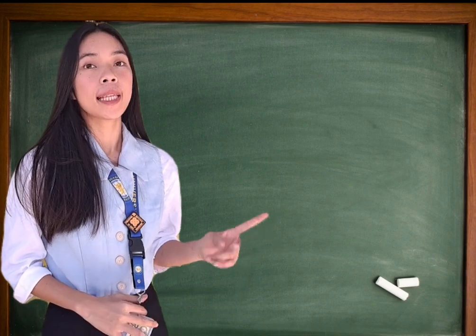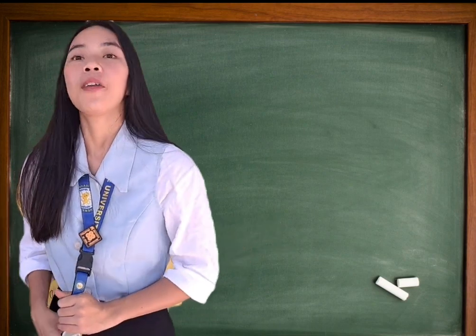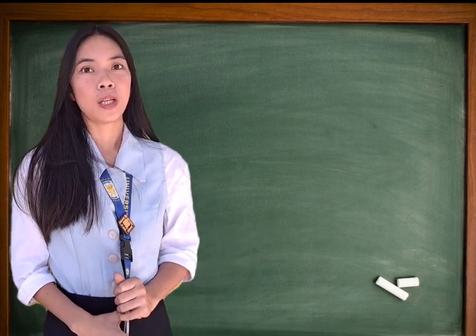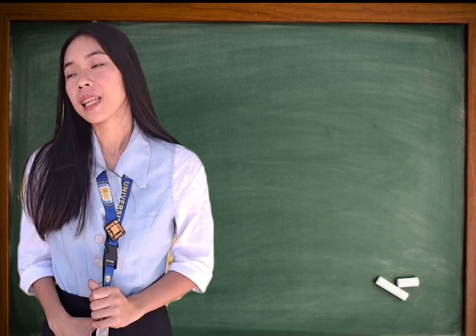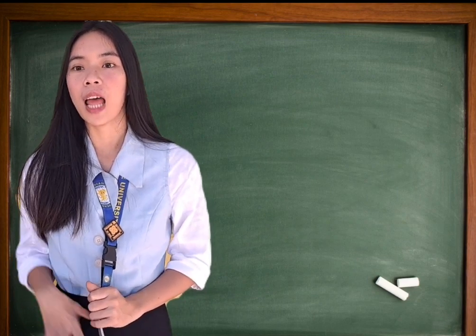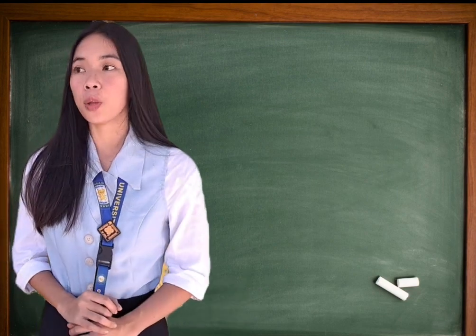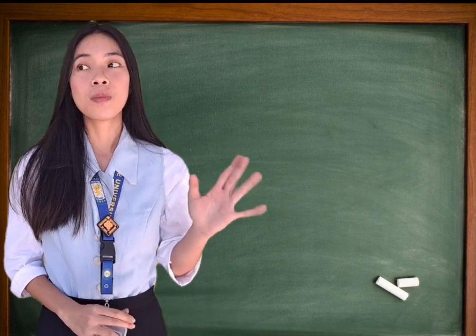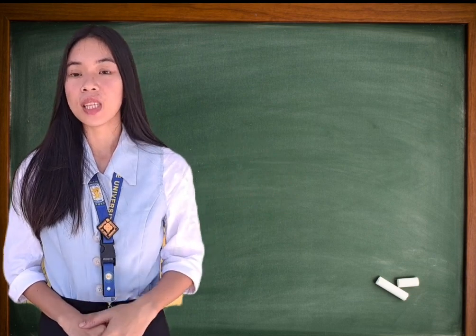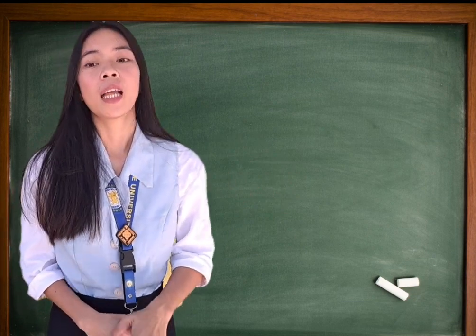Okay, that's 2 points each. So, for number 2, Rico is studying at the library. So, what's the adverb of place in the sentence? Okay, very good. Library. So, number 3 is Alicia went to Tagum City yesterday with her family. So, what's the answer? Okay, very good. Tagum City.